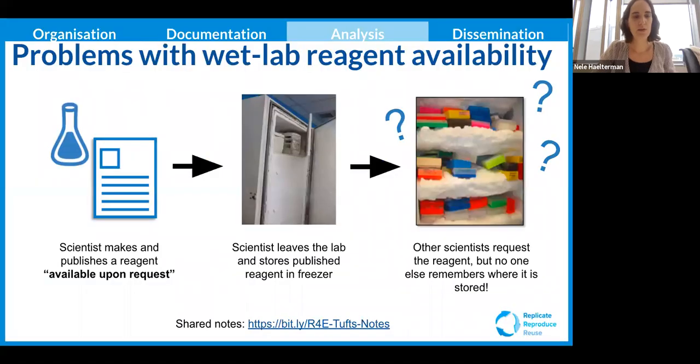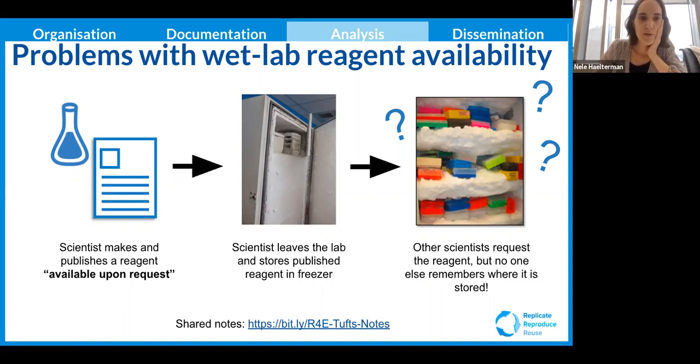And so here we're going to talk about another common problem with science, where you've generated a reagent that you've spent a long time optimizing, and it's a beautiful reagent. It does exactly what you need it to do. You publish on it and you put it away in the freezer.